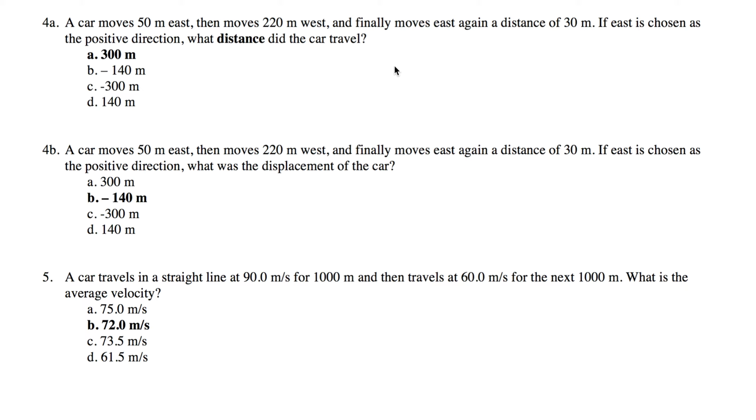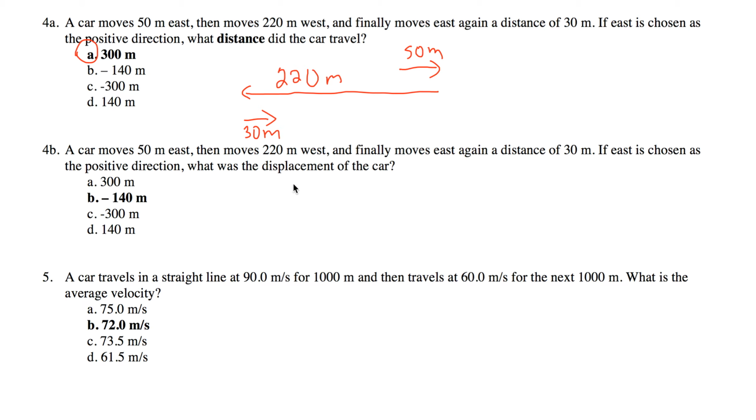So we went 50 meters to the east, and then we went 220 meters to the west, and then we went east again 30 meters. So we just have to add up all of the distances, 50 plus 220 plus 30, and we're going to get 300 meters. So distance takes into account the whole path traveled.